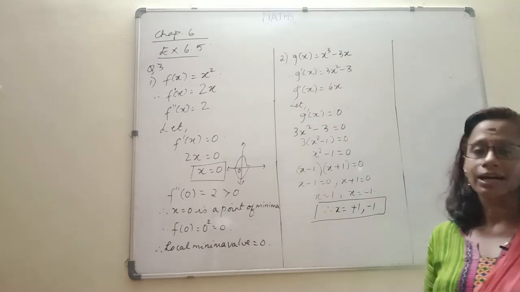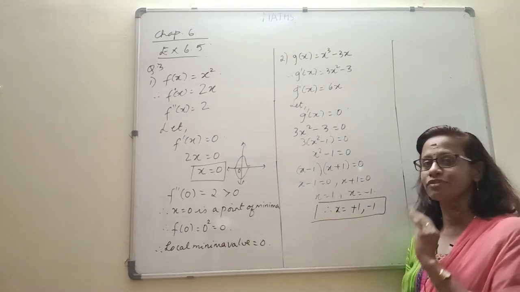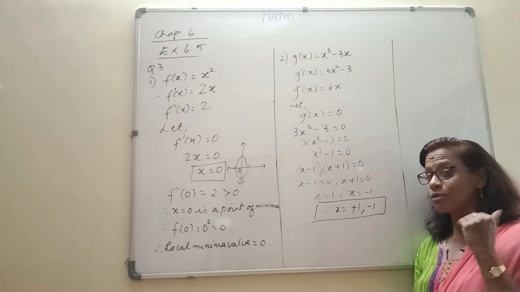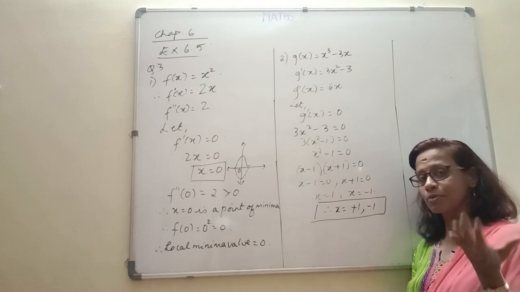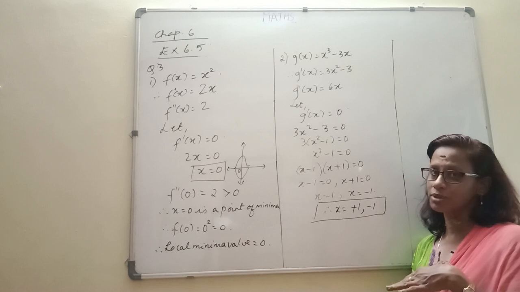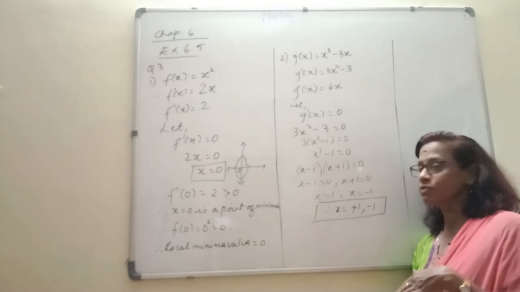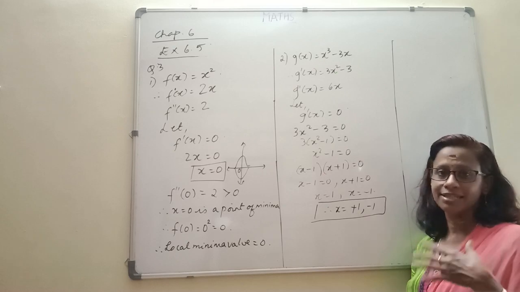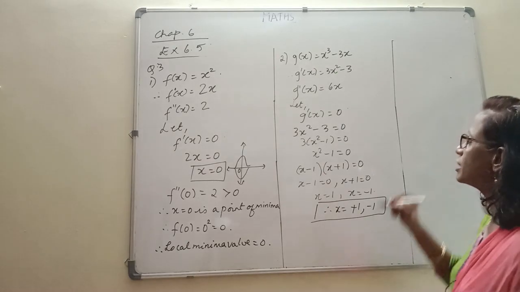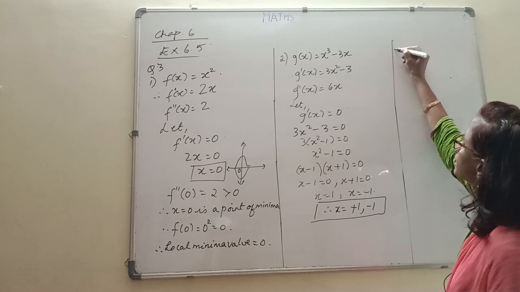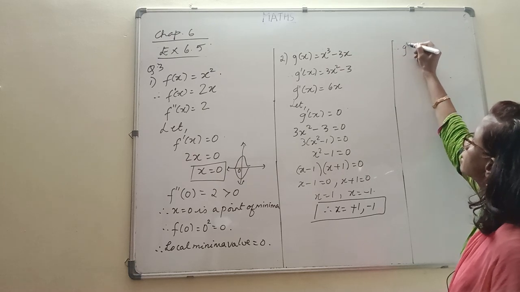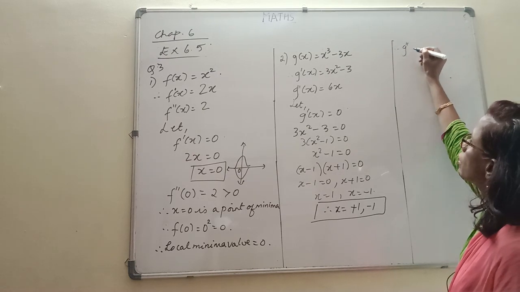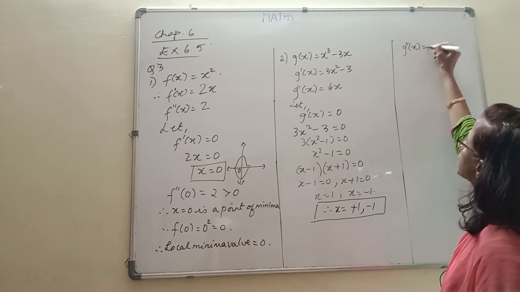So we have to then decide. Now you have got the critical points, and we have to now decide which one is a maxima point and which one is a minima point. That's going to be our next step. So what we are going to do is take the second derivative. It's always the second derivative that decides a maxima or minima point. So let's take the second derivative. We'll say that therefore g second derivative, let's just write it once again, it is 6x.